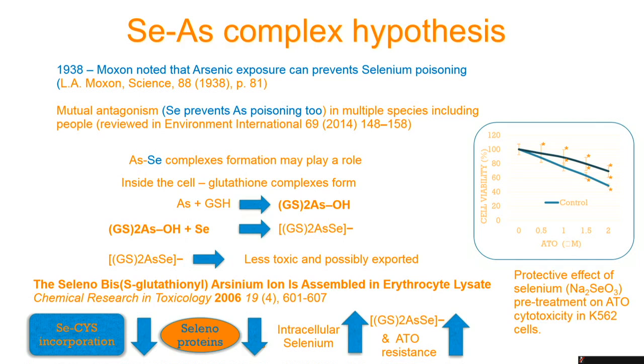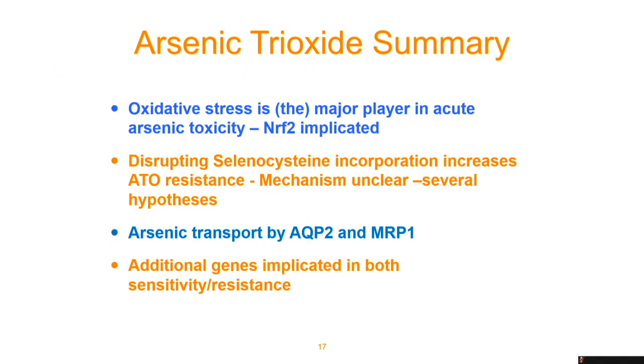So we think that this, which has been known in whole animals for a long time, we think this similar mechanism may be going on within cells. And so when we knock out the selenocysteine metabolism, we're actually increasing the intracellular pool of seleno compounds, which allows the formation of a selenocysteine complex, which is potentially less toxic and then possibly exported. And we've now validated this by manipulating selenium levels, and in fact, you can affect the toxicity in response to arsenic by manipulating the selenium levels.